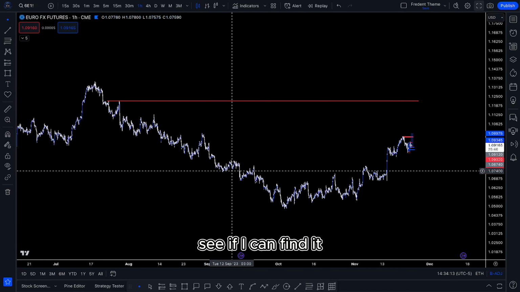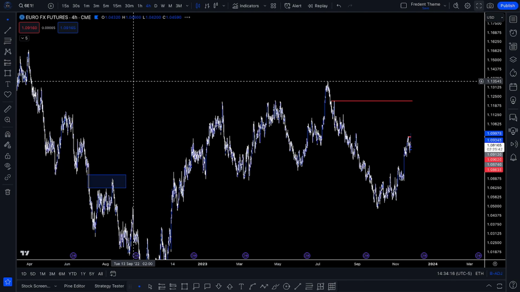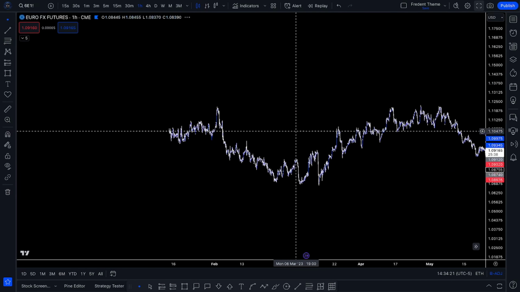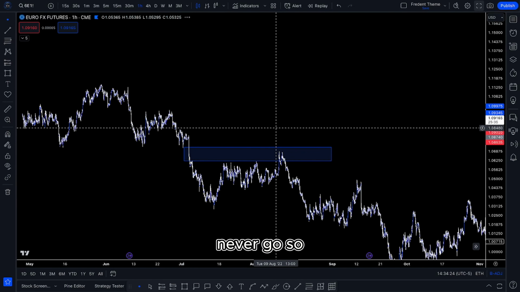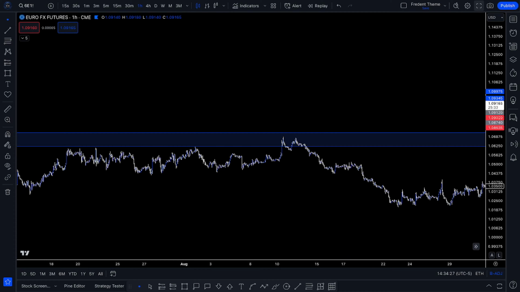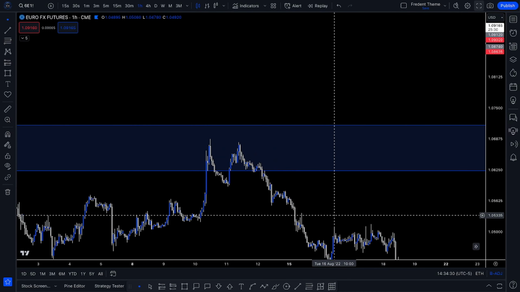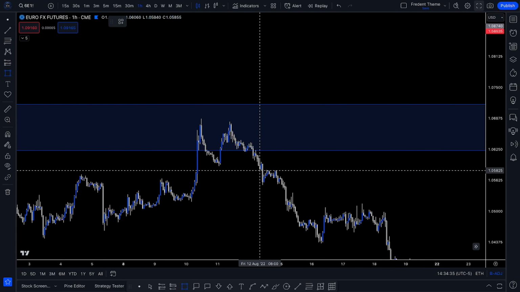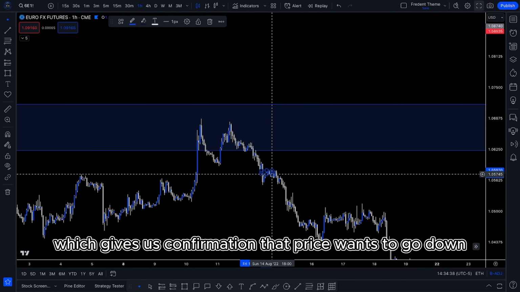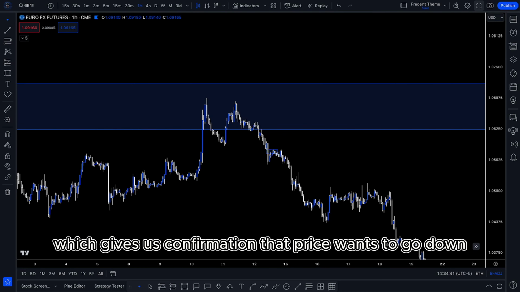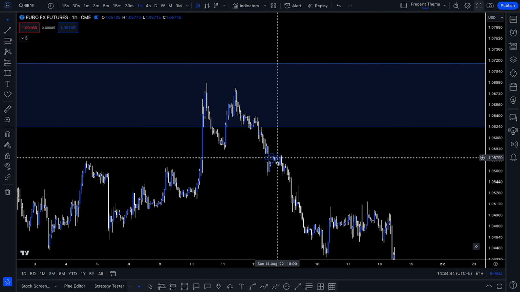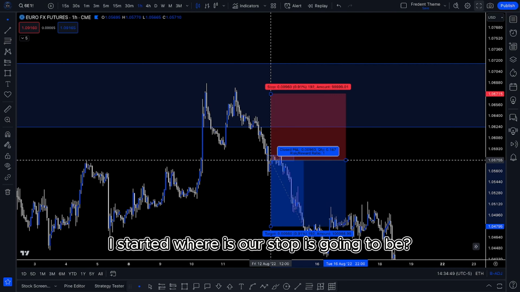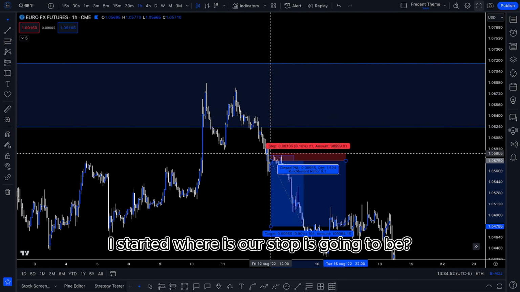see if I can find it. It's right here. There we go. So we've got this huge block, create a fair value gap, which gives us confirmation that price wants to go down. What do? Take a short position where it started. Where's our stop going to be?